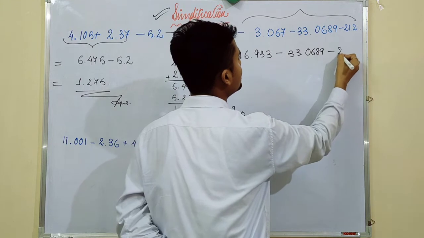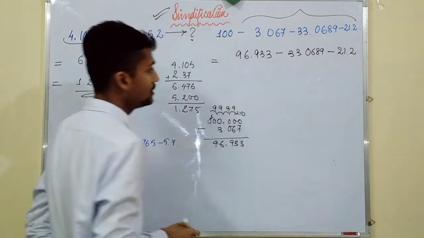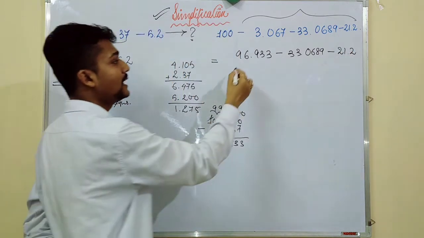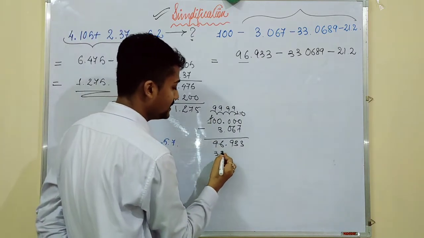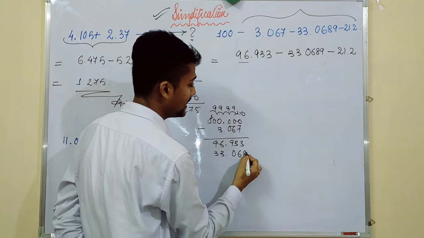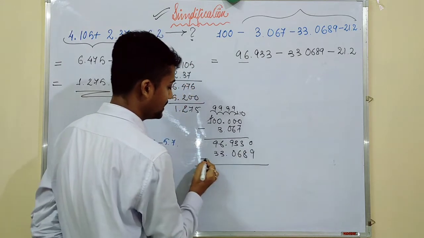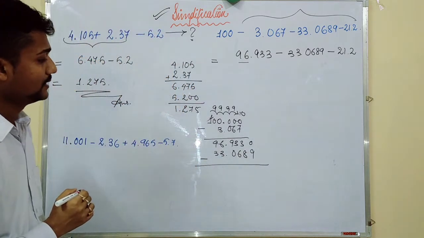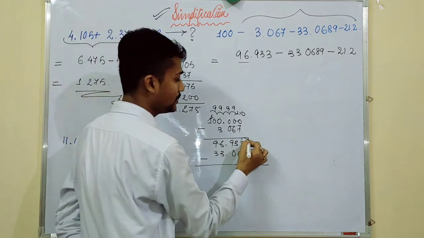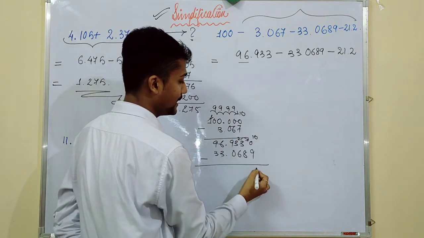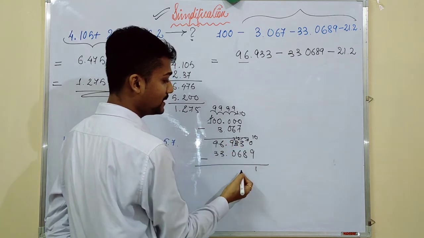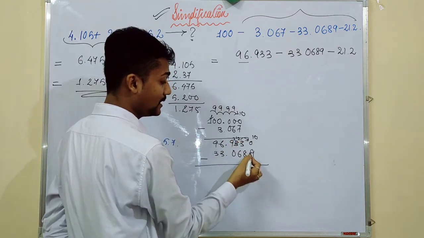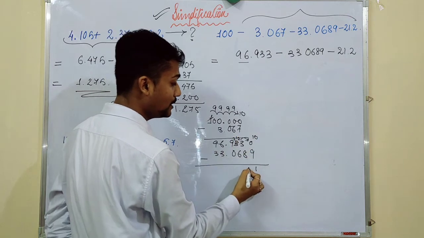33.0689 minus 21.2. So again, what I will subtract from this? I will subtract 33.0689. So here I will put a 0. Minus. Okay. So it will become how much? It will become 10. It will become 2. 10 minus 9 is equal to 1. It will become 12. It will become 2. 12 minus 3. 12 minus 8 is equal to how much?